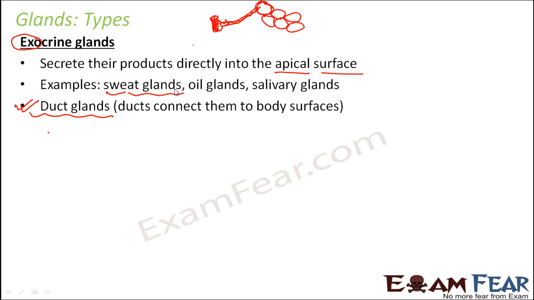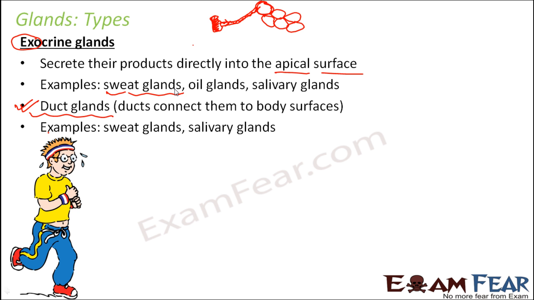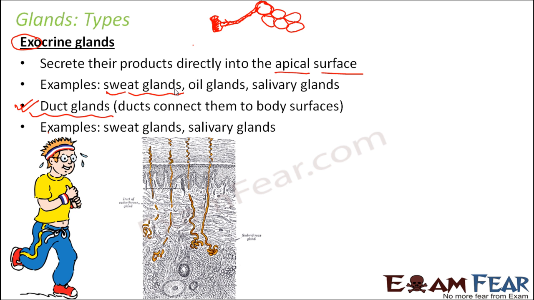Similarly, the secretion of oil glands can be felt on the surface of our body. However, the glands are located deep inside. The same is true for the salivary glands as well. So all the duct glands will be located deep inside, but they are connected with the help of tube-like structures called ducts, and that is why their secretion can be felt on the body surfaces. So examples are sweat glands and salivary glands, as I said. These are all examples of the exocrine glands.